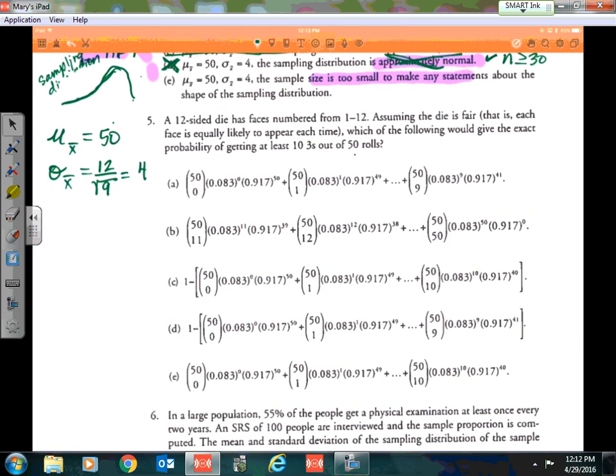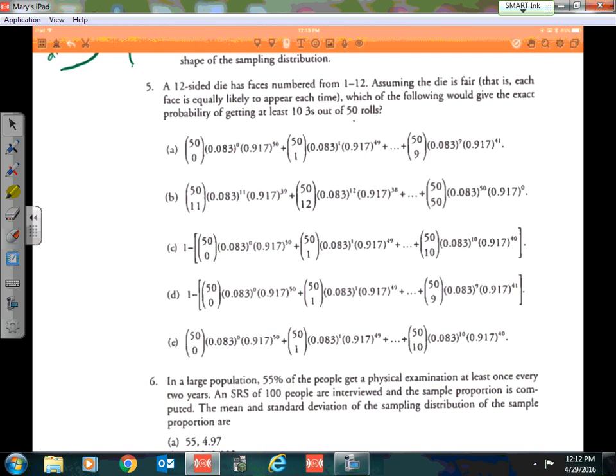Okay, number 5. Number 5 is going to be a notation question, and also we'll talk about how to do this in your calculator. So here we go. A 12-sided die has faces numbered 1 through 12. Assuming the die is fair, that is, each face is equally likely, which of the following would give the exact probability of getting at least 10 threes out of 50 rolls? So first of all, the probability of getting a 3 is 1/12, which is 0.083. So that's where all those 0.083s are coming from.